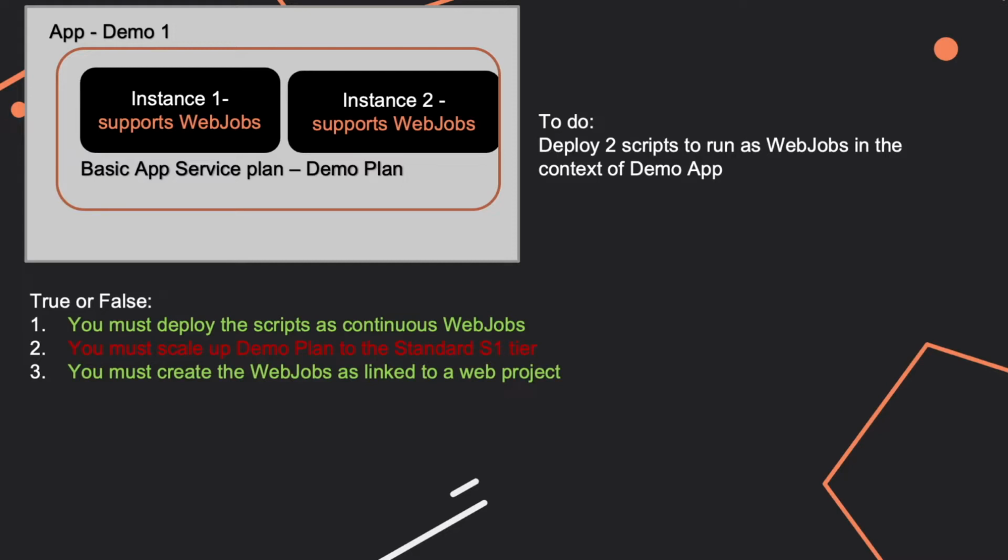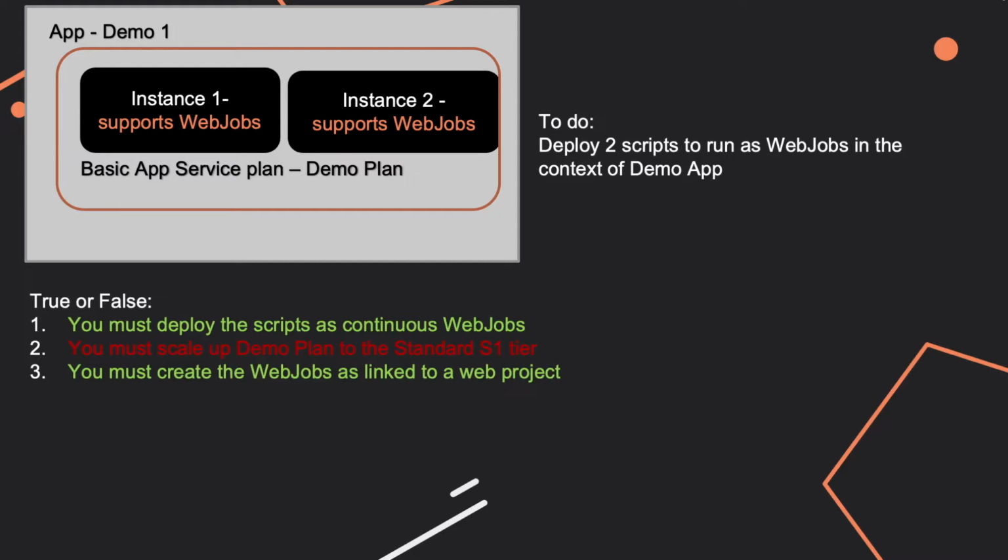You can deploy web jobs as continuous or triggered. A continuous web job runs by default on all instances of the linked web app, but can be limited to a single instance. But a triggered web job can run on only one instance. And so we have two instances here. It's pretty clear that we're going to need a continuous web job.